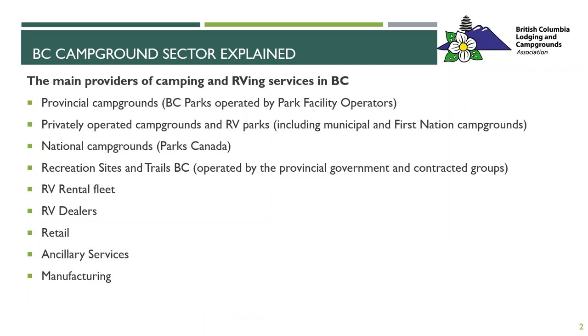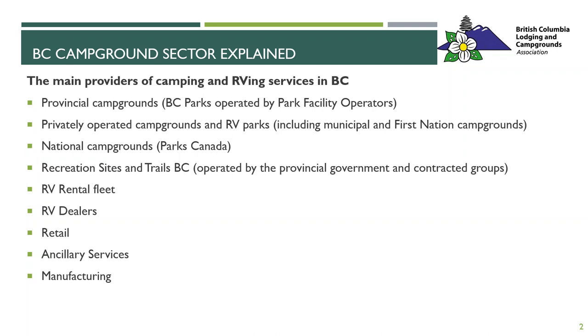You should now be on a slide that lists some of the key sector players. There are 1,500 market-ready campgrounds in British Columbia, representing over 50,000 sites. They fall into the four main categories at the top of this slide, which is provincial parks, and there are about 340 provincial parks, with about 55% of their campsites being reservable, and they represent about 11,000 campsites. Privately operated campgrounds, which I include in that group, the municipal and First Nations, because there isn't really a catch-all for them.